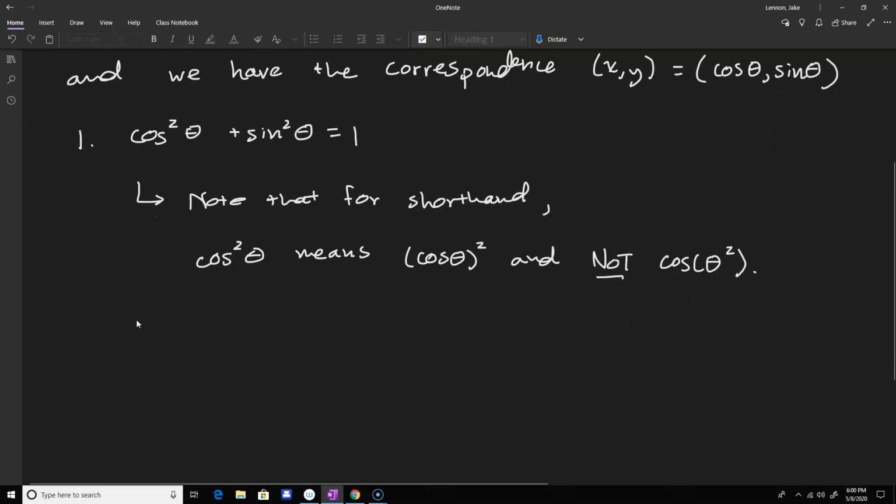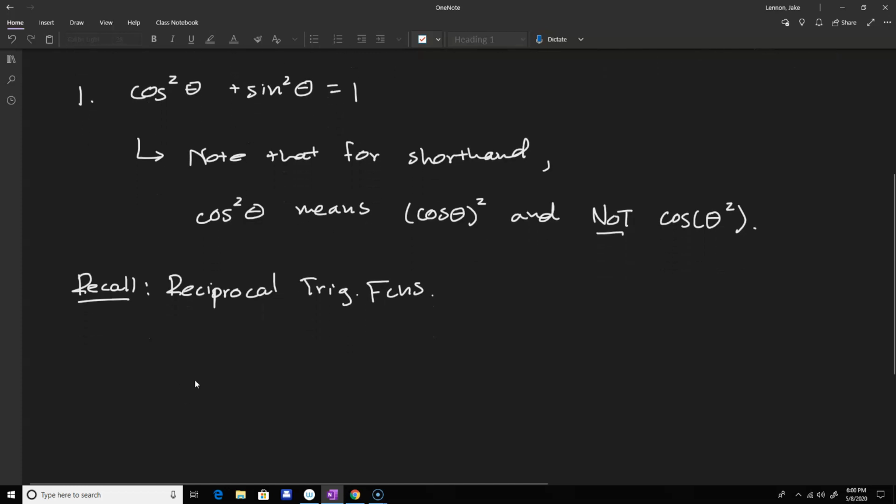Using the other reciprocal identities, so recall we have some reciprocal identities, or the reciprocal trig functions. And those are the secant, cosecant, and cotangent. So the secant of theta, the cosecant of theta, and the cotangent of theta. So the secant of theta is the reciprocal of the cosine, so secant of theta is 1 over the cosine of theta. The cosecant is 1 over the sine of theta, and the cotangent is 1 over the tangent of theta.